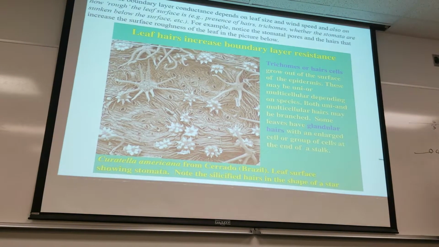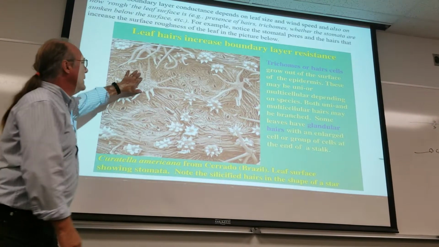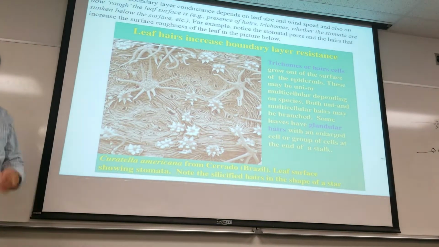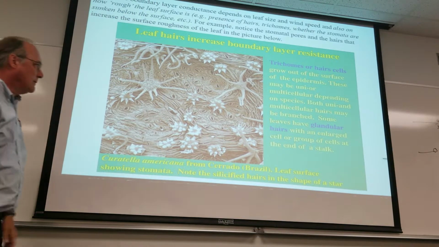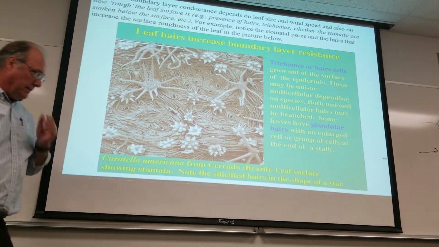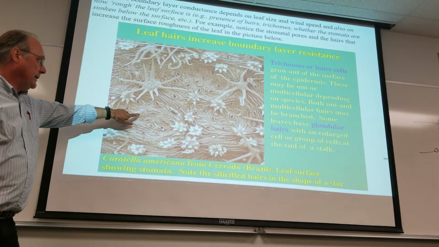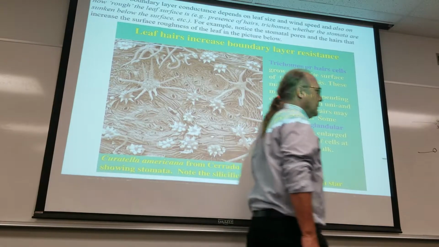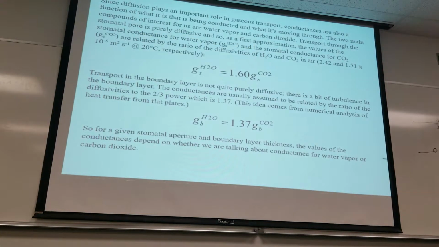Here's another picture of a leaf surface with some trichomes. These things sticking out of the surface of the leaf increase the thickness of that still air next to the leaf, increasing the boundary layer resistance. And you can see the stomatal pores. Moving right along.